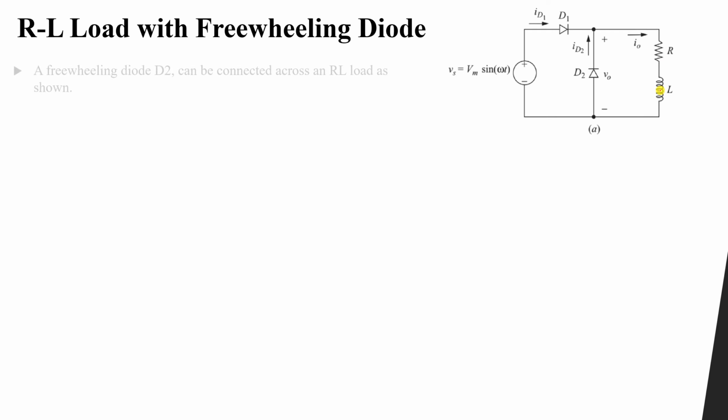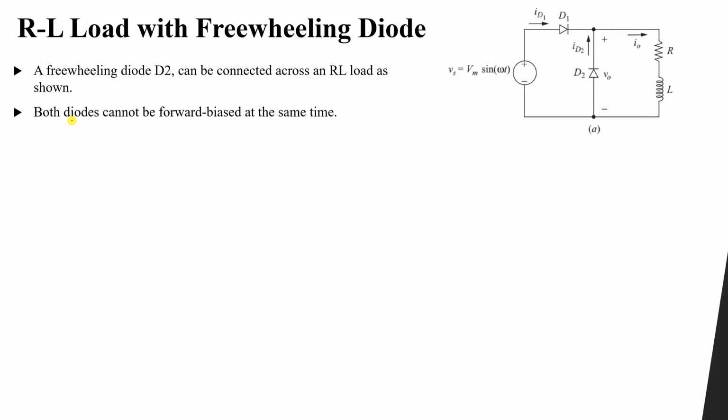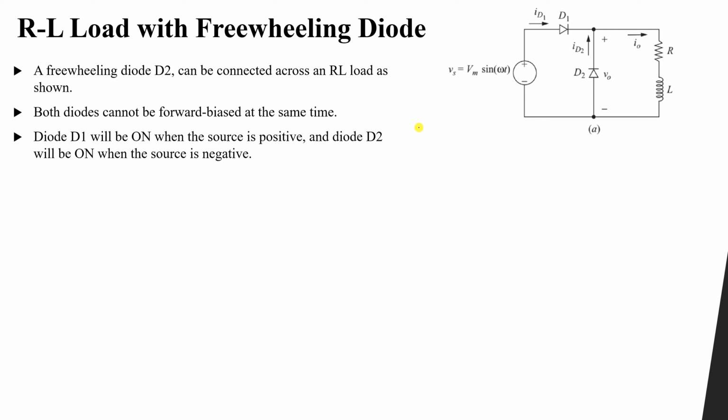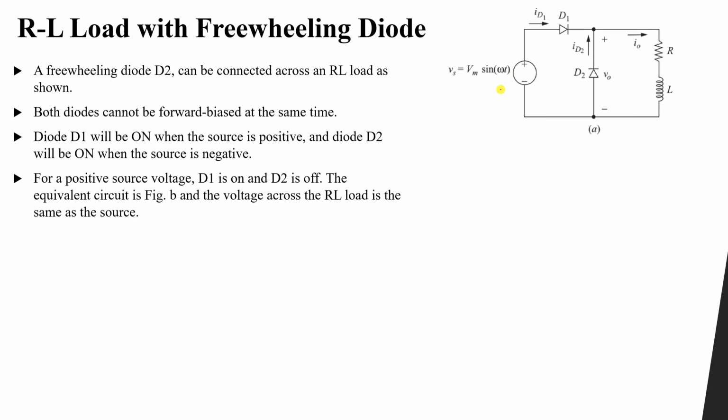Now a freewheeling diode, which we call D2, can be connected across an RL load as shown in the figure, so that both of these diodes cannot be forward biased at the same time. What I mean by this, you will understand when we go to the figure. Diode D1 will be on when the source is positive, and D2 will be on when the source is negative. Now when we apply a positive voltage, D1 will be on and D2 will be off, and the equivalent circuit will be like this. So let's start with the first one.